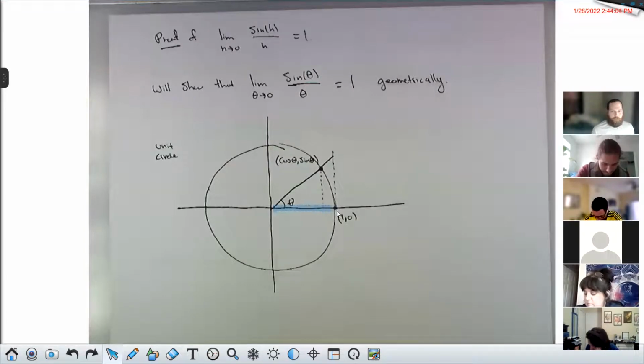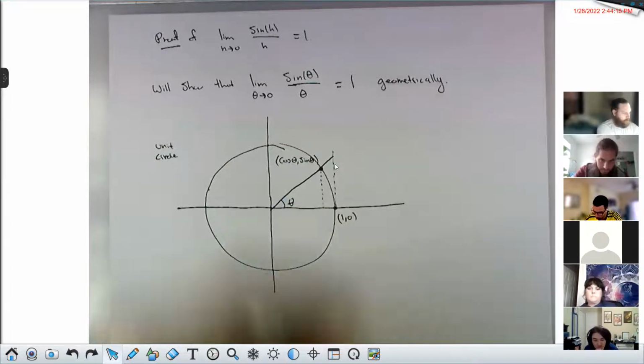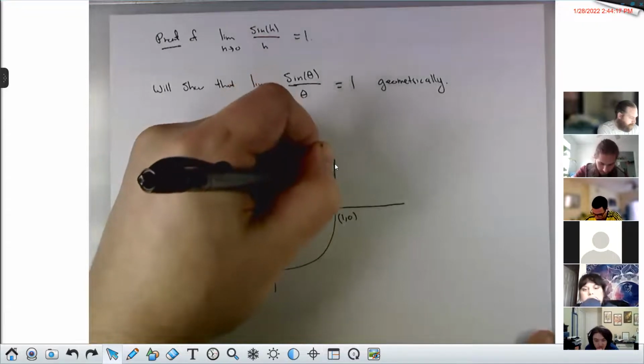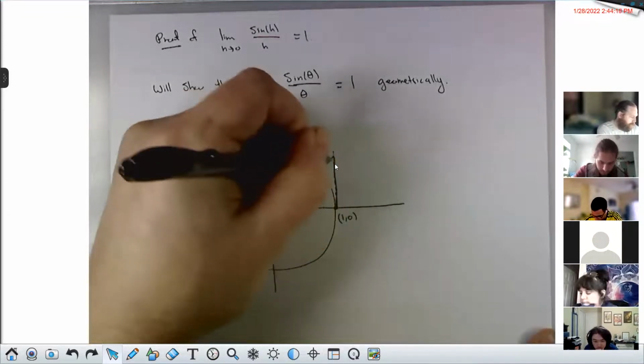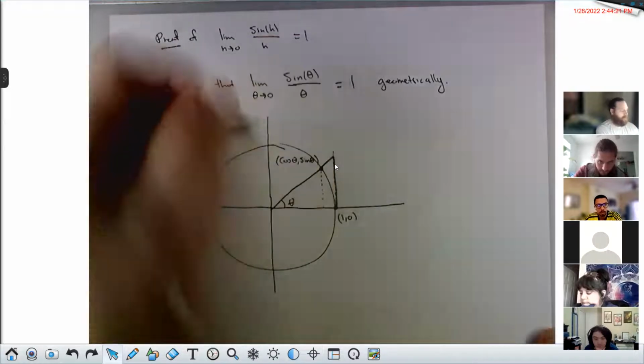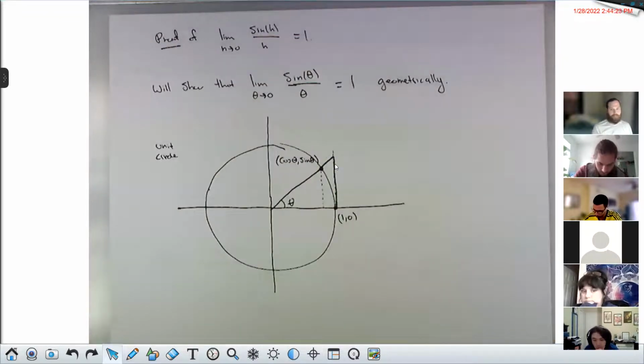So this side length right here is 1. The angle inside is theta. And the big triangle is similar to the little triangle. They have the same angles. They are both right triangles, where one of the internal angles is theta. So the ratio of side lengths, sine over cosine, must be the same as this length over 1.